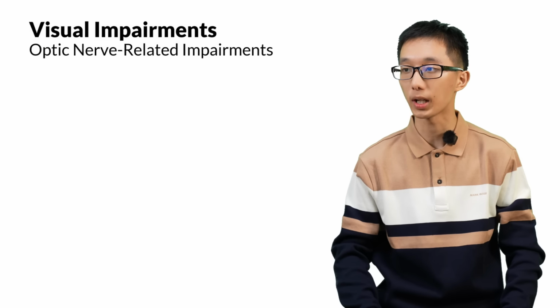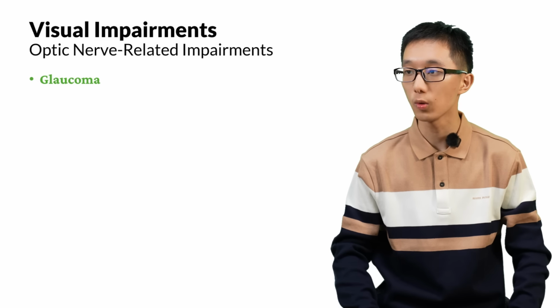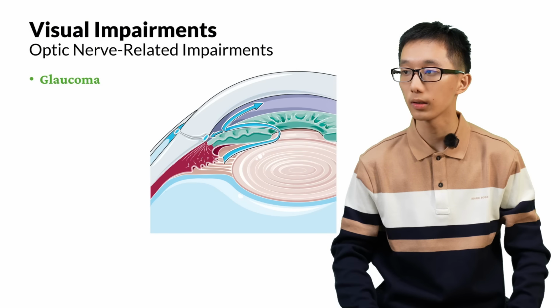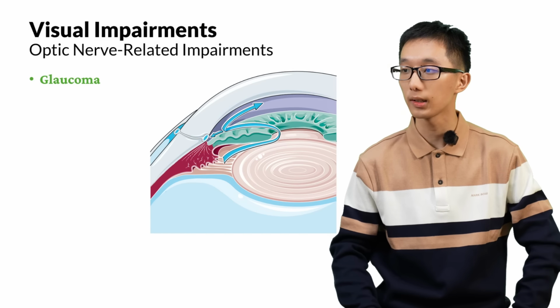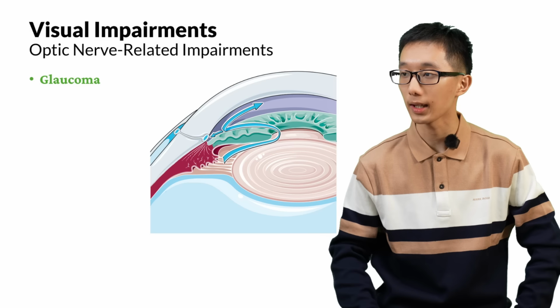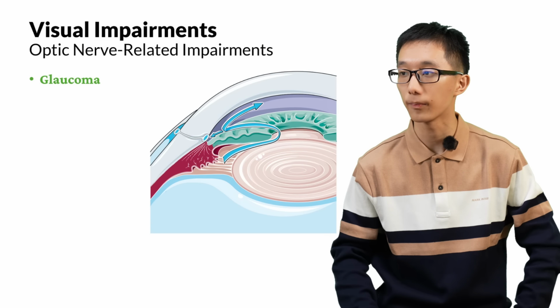Optic nerve-related impairments. The most famous one is glaucoma. Glaucoma is the case where, well, let's leave that for a little bit later. Let's first take a look at this. In the anterior chamber of the eye, which is between the lens and the cornea, there's a fluid called the aqueous humor. The aqueous humor usually leaks out through a little duct at the edge of the cornea, so it does not accumulate in the anterior chamber.